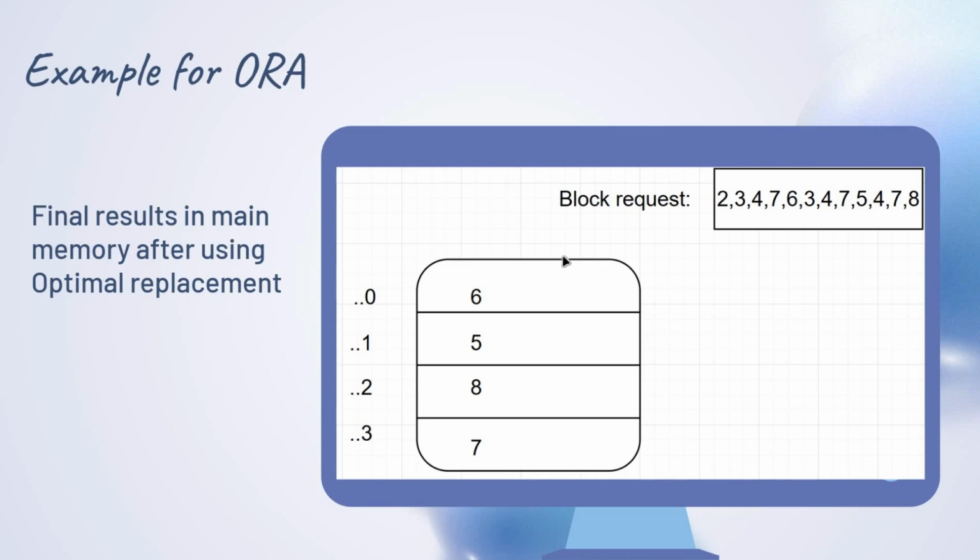This is just a basic example of the optimal replacement working in the main memory to store data or to replace some requests for the system. So that is the end of the presentation about the optimal replacement algorithm.